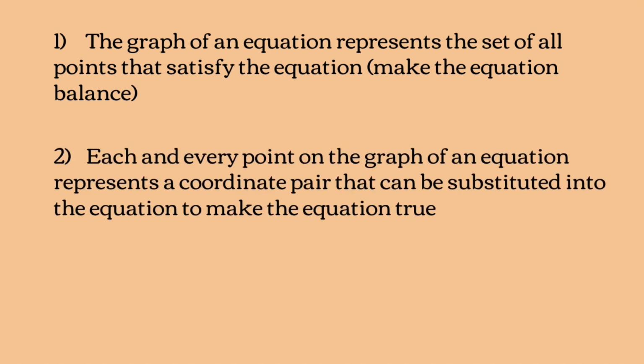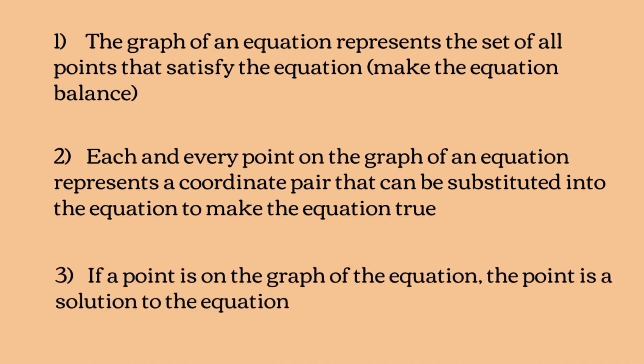The second is that each and every point of the graph of an equation represents the coordinate pair that can be substituted in the equation to make the equation true. So basically what I just said, the coordinate pair should add up once you substitute it into the equation. The last one is that if a point is on the graph of the equation, the point is a solution to the equation.